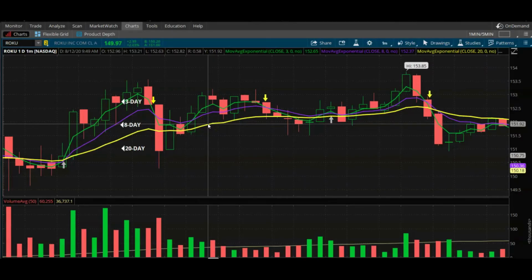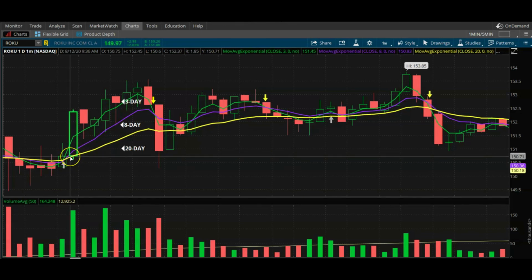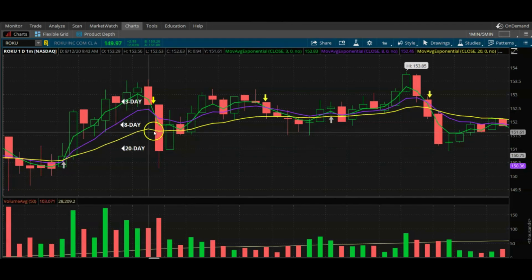Another feature of the moving averages is that you can use them as levels of support and levels of resistance. I tend to rely on the 20-day, being that it's the stronger level than the 3-day and the 8-day. I rely on the 20-day to determine whether I'm going into a trade or exiting a trade. So when action is above the 20-day, I'm more confident to enter the trade. And when price action falls below the 20-day, I want to begin to consider coming out of the trade.